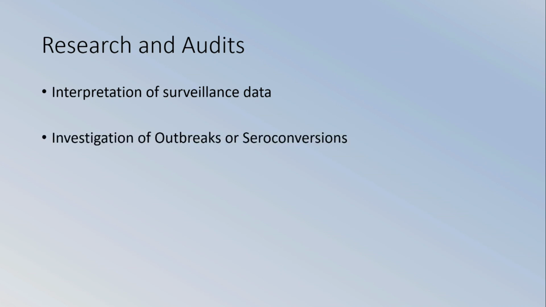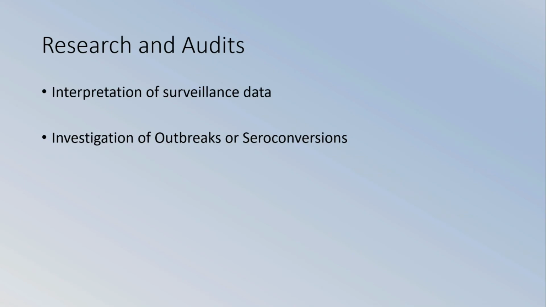Okay, now we are going to change our hat again and go to research and audits. Despite doing all that, things can go wrong, and you need to monitor whether things are going right or wrong. So you need to have regular audits and some kind of research as to what is happening. You are doing surveillance, but you need to interpret that data, so you need a couple of people responsible for that.